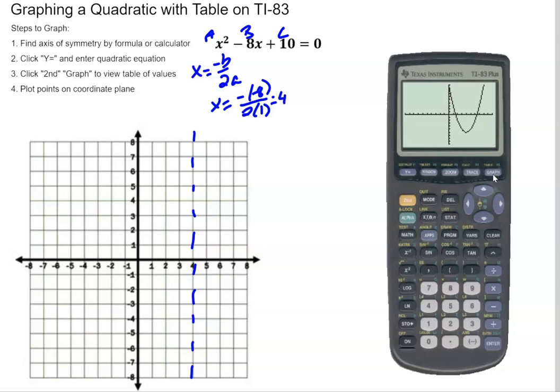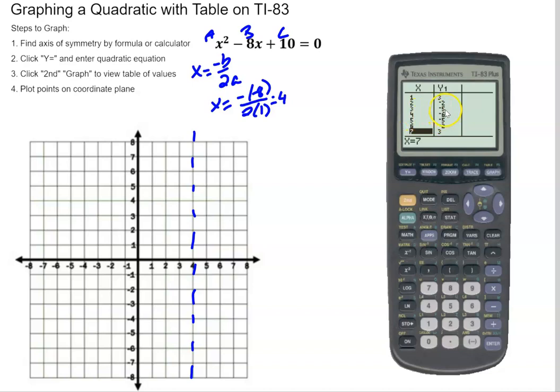Now we need to know what the points are. So to create the table, I hit second, graph, and I see a table of values. I want to make sure that I see the axis of symmetry, and we know that our axis of symmetry is at 4, so I'm going to go up until I see 4 in the middle of the screen. I'll go down once more right here. So 4 right here, negative 6. This is my axis of symmetry, and this is my vertex.